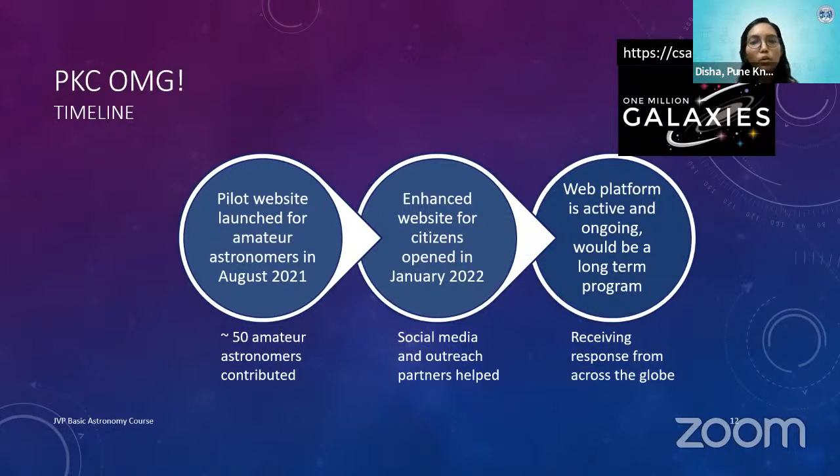Why we took into account amateur astronomers' opinion here is very important, because such a group of people are the perfect link between citizens and scientists. They know exactly what the public loves and they know exactly what scientists need. So in that sense, getting their feedback and developing the website in accord with their opinion was very, very helpful. And it really paid off, because from the beginning of 2022, when we opened the website for the citizens, we received an enormous response, which was very, very positive and overwhelming, thanks to social media and all our outreach partners.